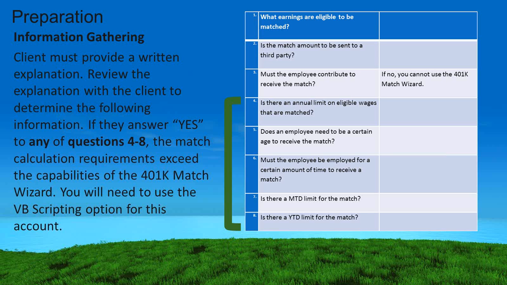But the one important point is, depending on the answers to these questions, that will determine which method you can use. The 401k wizard is called a simple wizard, so it's pretty much relegated to match calculations that are pretty straightforward. For example, I get 50% of my contribution up to 6% of earnings. That's pretty straightforward. You get plenty that are tiered. So 100% of the first 3%, 50% of the fourth and fifth, a third of the sixth. I've seen all sorts of very interesting, almost mind-boggling calculations.